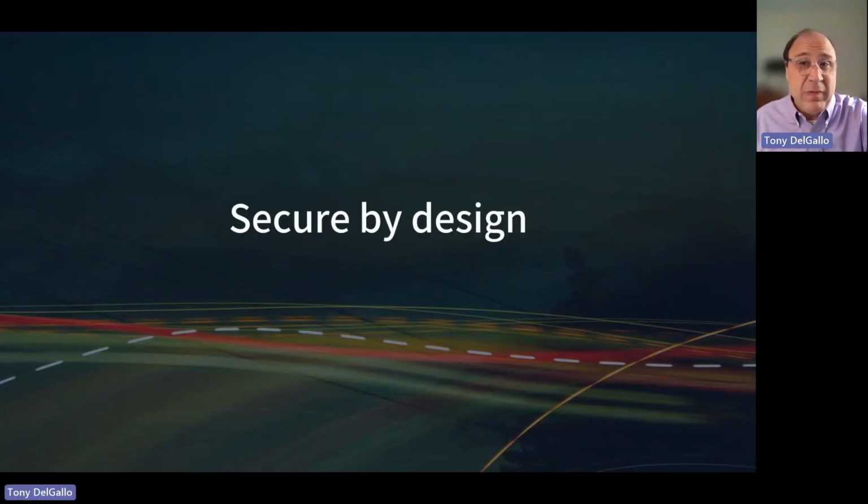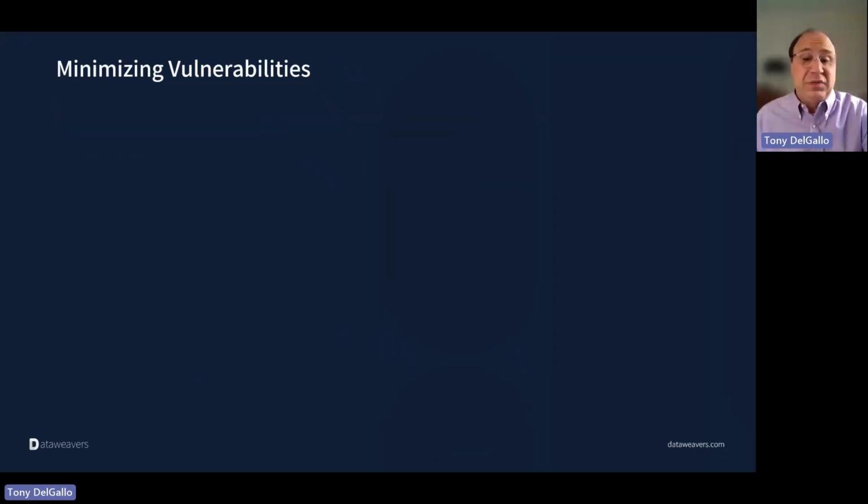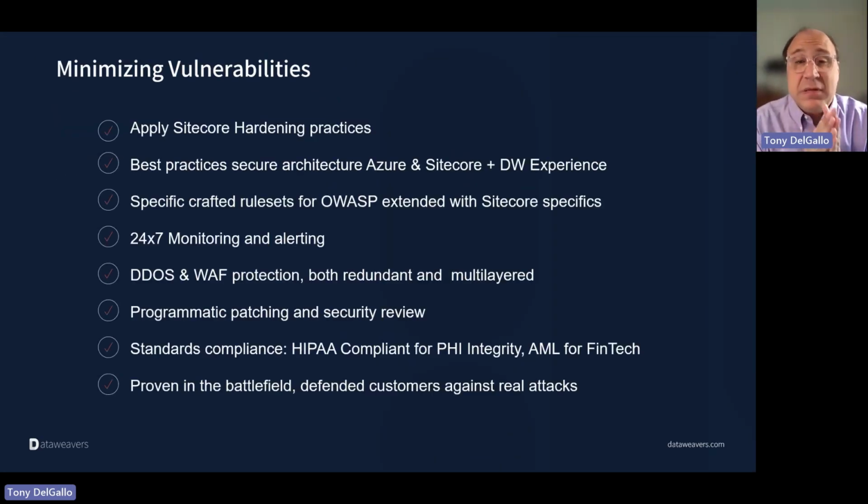And by security, we mean all kinds of vulnerabilities, right? These are just some of the risks, but some of the things you have to take into consideration. You have to make sure you have hardening practices. You've got to make sure your architecture in Azure and Dataweavers and Sitecore has all been taken care of. You make sure you're using the latest and greatest, but you're using best practices that the vendor has set forth. And we want to make sure that we look at OWASP threats out there.